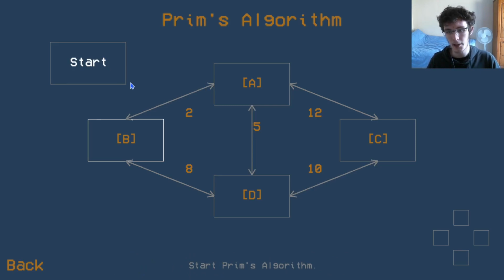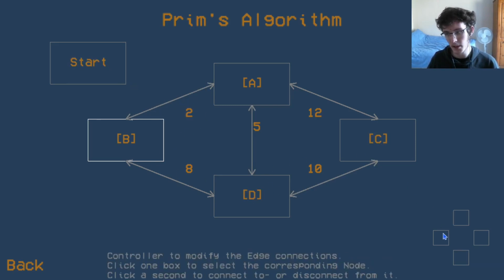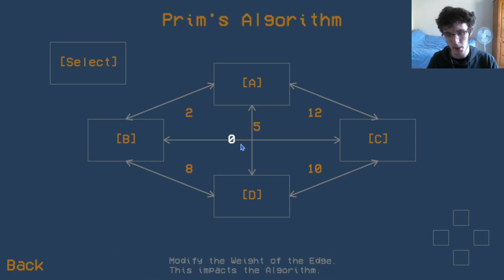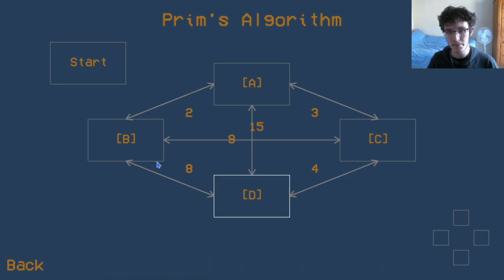So let's finish this up so that we can return to editing. Let's maybe add an edge between these two and start changing some of the values. So maybe this is going to be a 9. This can become 15. Change this to 4. This to 3. And yeah, let's go with that. And let's start from D. So we click start again.